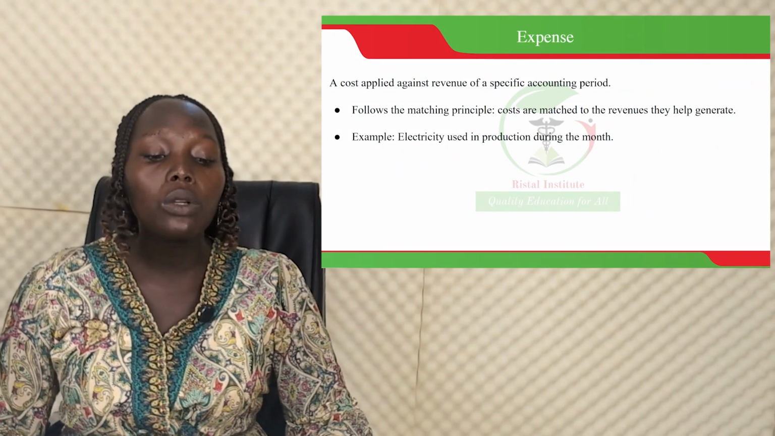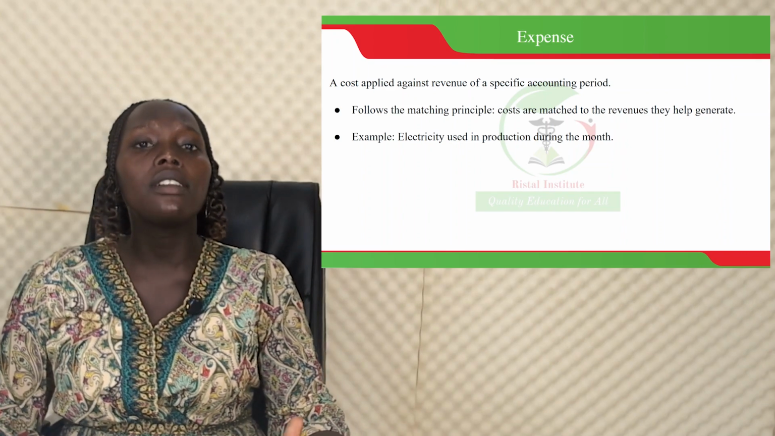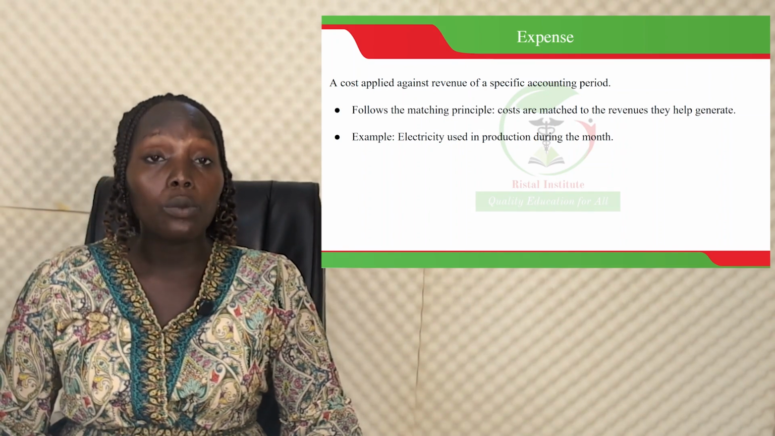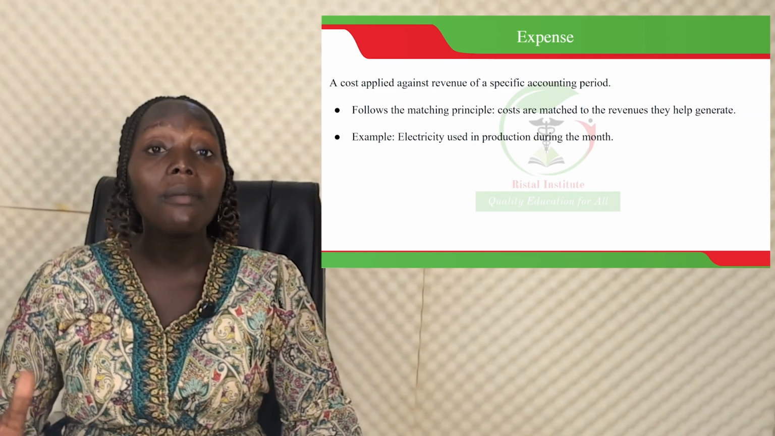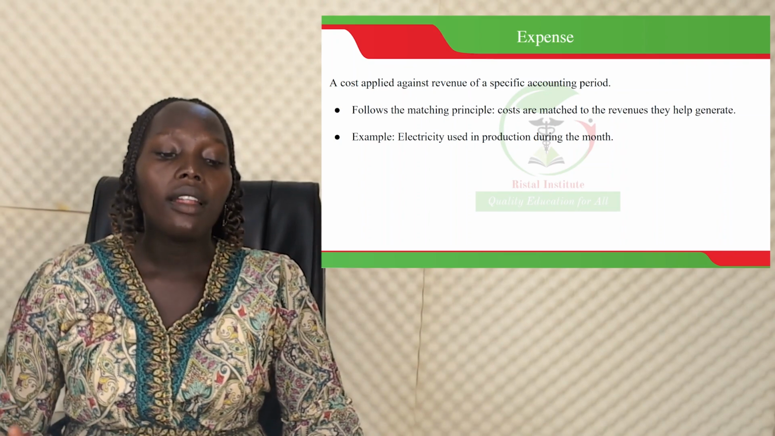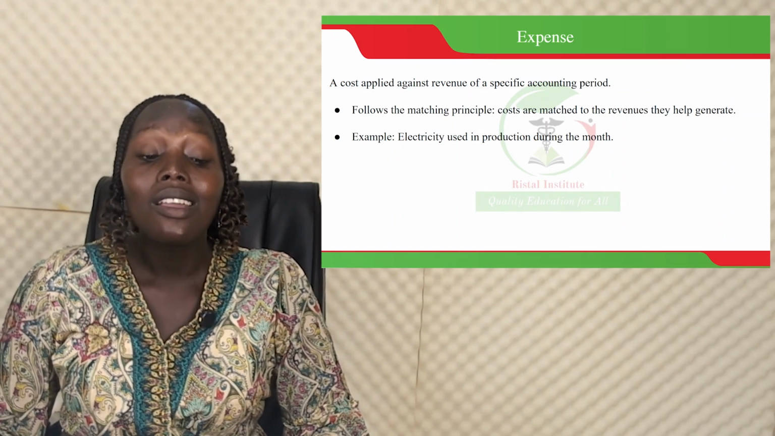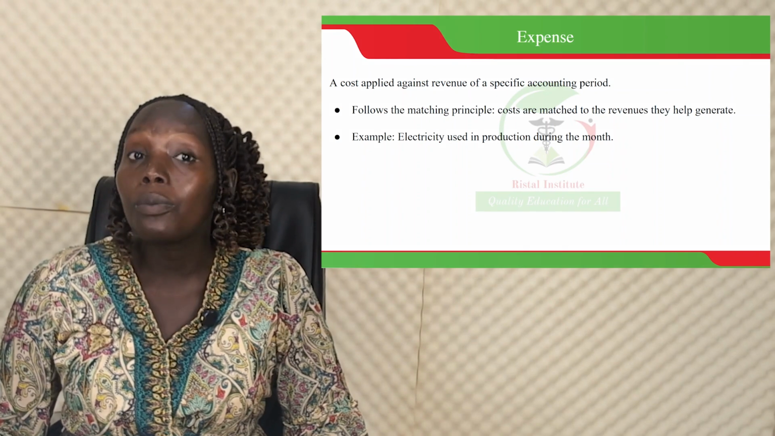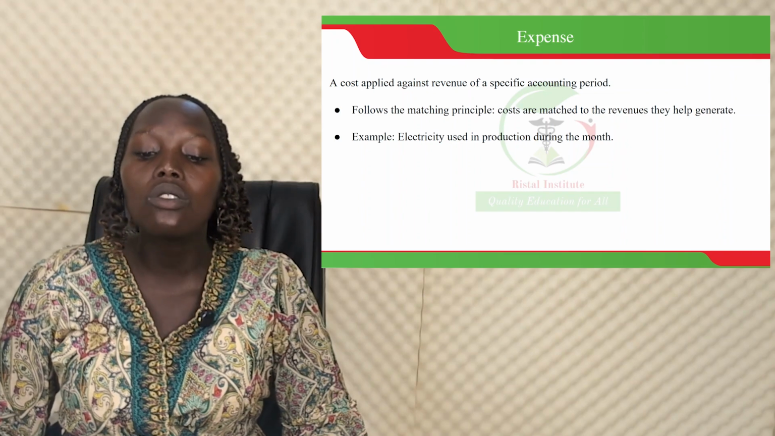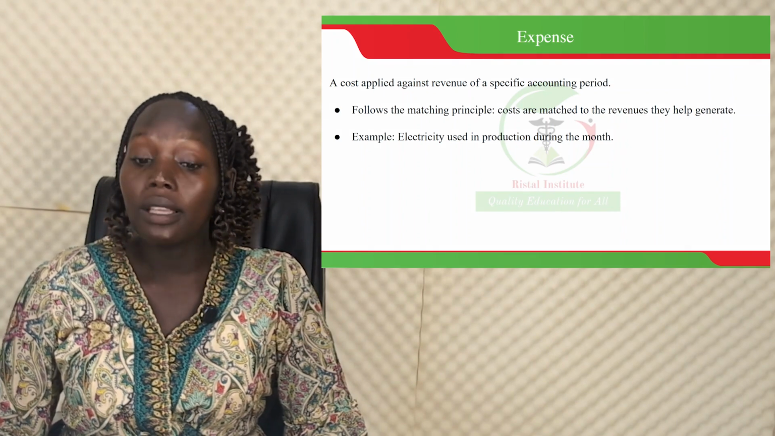We have the expense. When we talk about expense, what do we mean? Every business, to be able to come up with profits, has to incur some expenses to support the process. An expense is a cost applied against revenue of a specific accounting period. So it follows the matching principle. The costs are matched to the revenues they help generate. For example, the electricity used in production during the month can be an example of an expense.